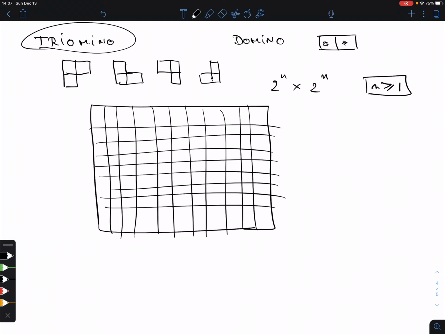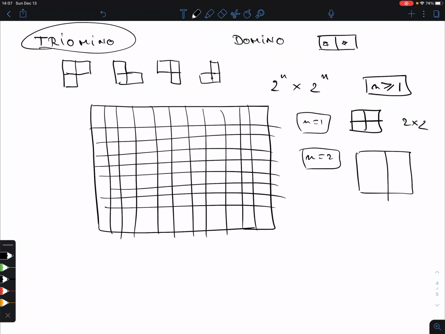Okay. What is that then? A 2x2 chessboard would be something like that, right? That's a 2x2, so n is 1. If n is 2, we get a 4x4. That would look like this, right? Okay, all right, so it's clear what we mean.